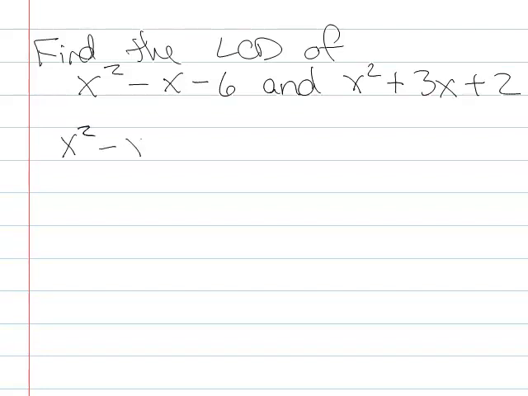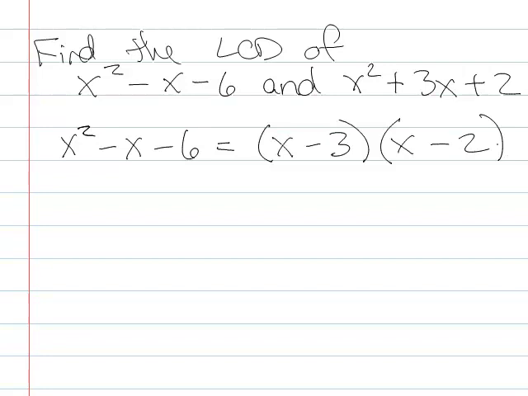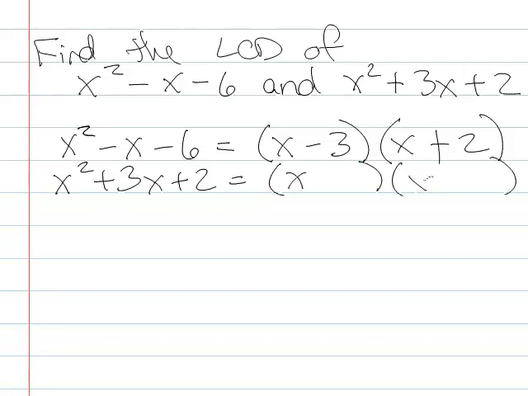So we've got x squared minus x minus 6, and we're going to factor that out. X and negative 3, negative 2. Again, if factoring is not your strong suit, you're going to need to go practice that before you can find these LCDs, because they really depend on the fact that you can factor. So x and x, and that'll be 2 and 1.